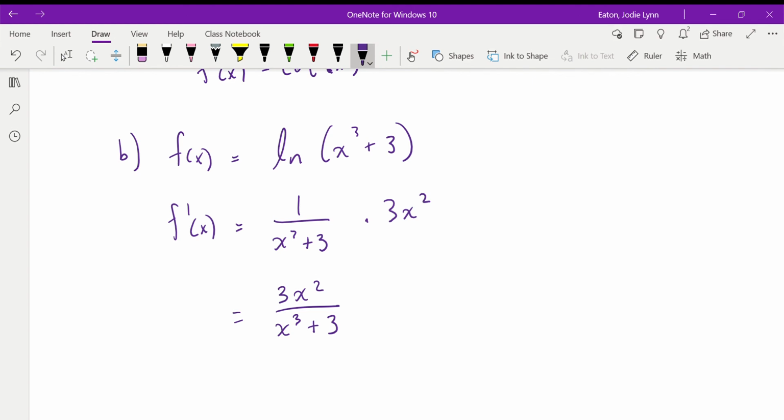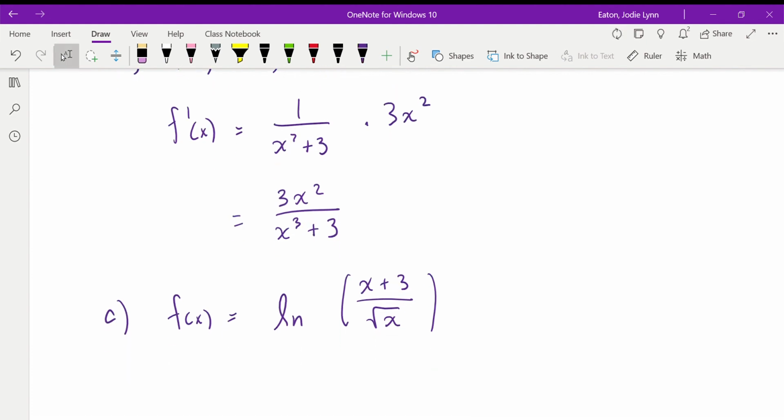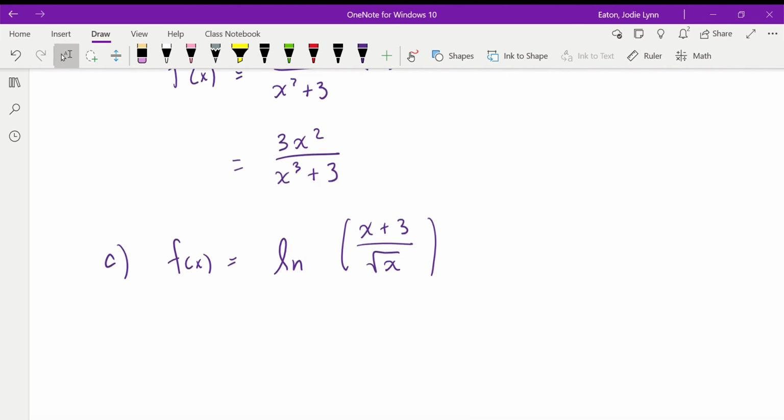Let's look at one that's a little more fun. So let's say I have f of x equals the natural log of x plus 3 over radical x. So at first glance, you might be thinking, oh no, now I have to do the quotient rule with ln of x. The lovely thing about logarithms is that you can use your log rules to simplify before you try to differentiate, and that can be super useful. You could use the quotient rule, but you don't have to. So let's look at how we might use the log rules to simplify first.